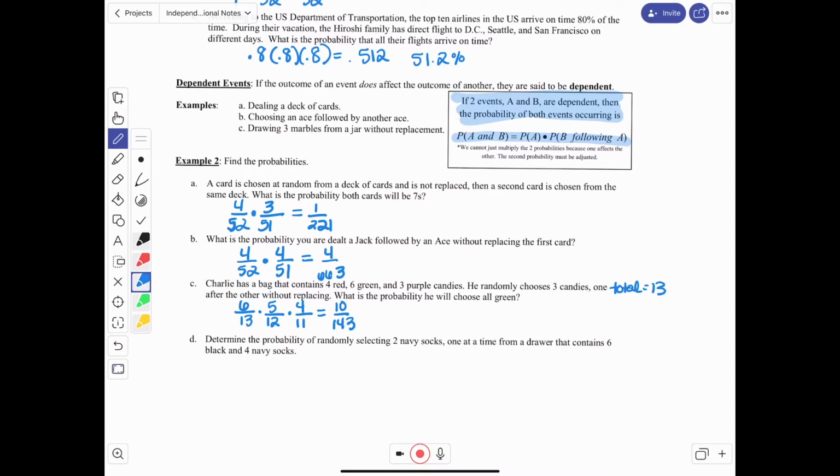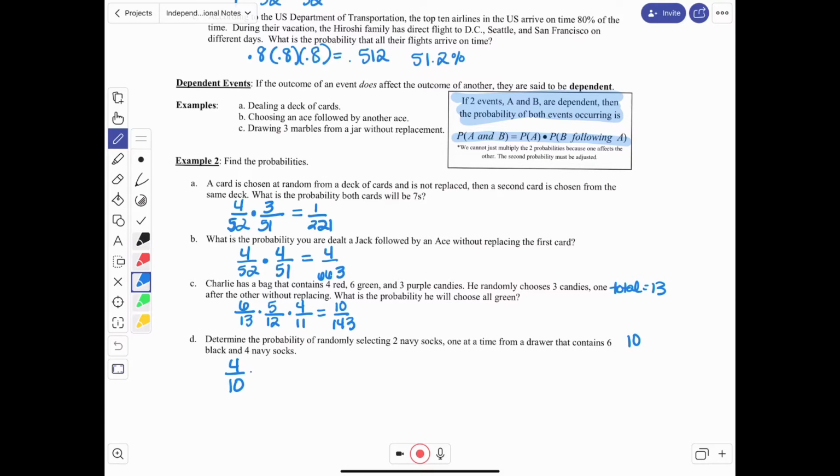Okay, so determine the probability of selecting 2 navy socks one at a time from a drawer that contains 6 black and 4 navy. Okay, so our total here is 10. So if we're going to pick 2 navy socks, randomly selecting 2 navy socks one at a time, from a drawer that contains 6 black and 4 navy. We have 4 total navy socks.